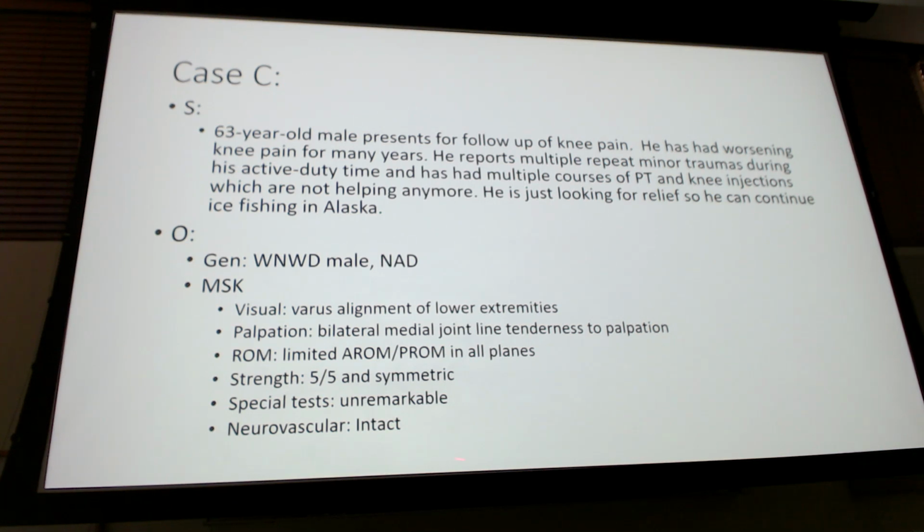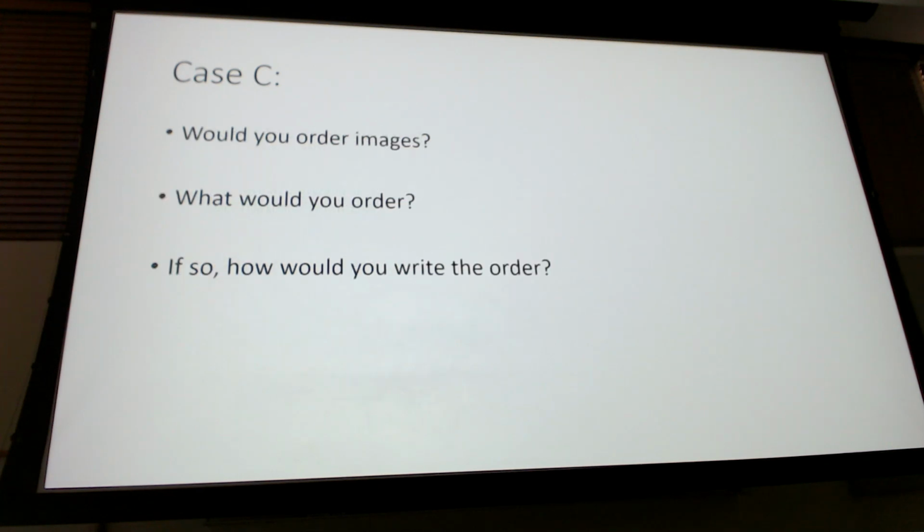So, you look at it, you have varus alignment of the lower extremities, bilateral medial joint tenderness to palpation, limited range of motion, both active and passive, but he's strong, he's symmetric. All the knee special tests you guys are learning right now are all normal and intact. Would you order images? Yes. What would you order? X-ray.